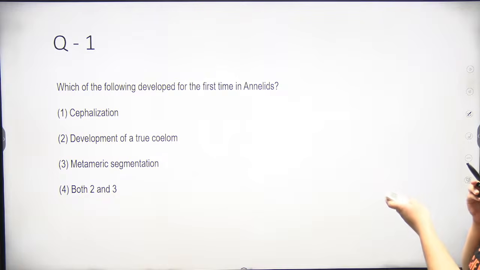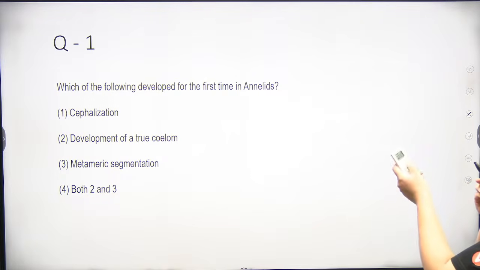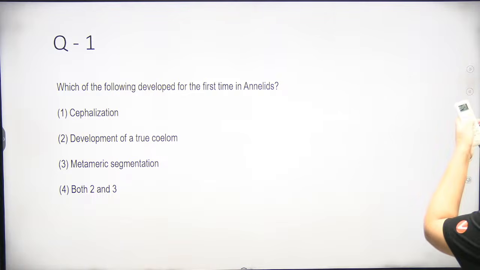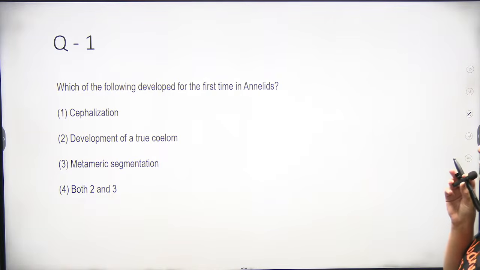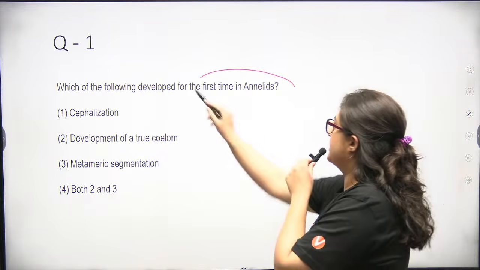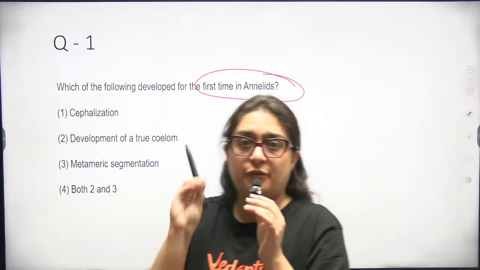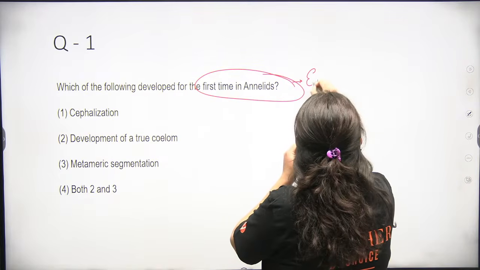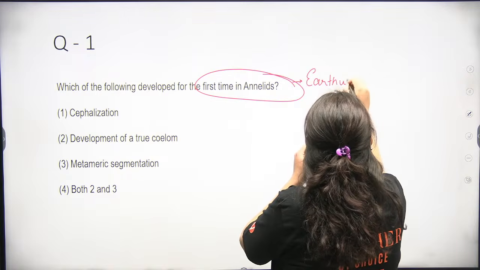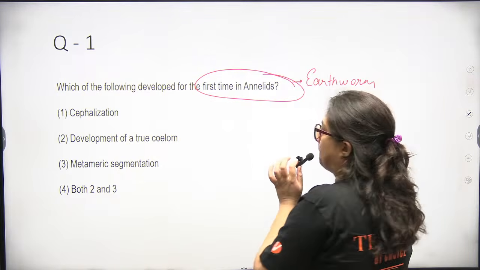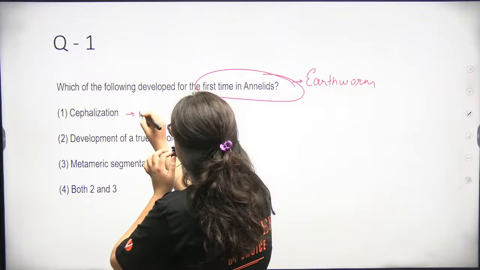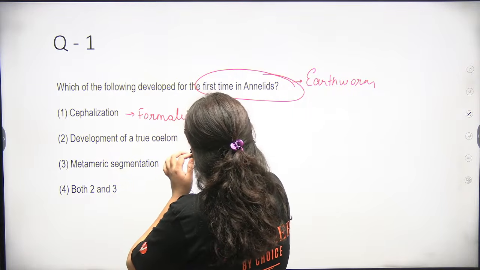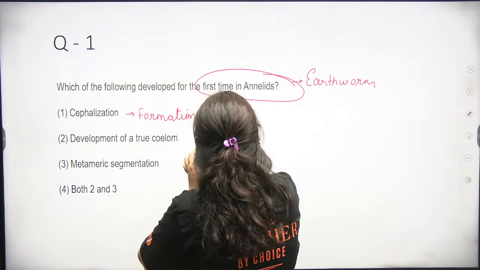First question. Which of the following developed for the first time in annelids? Which feature developed for the first time in annelids? Annelids means earthworm, for example. Cephalization, formation of head.